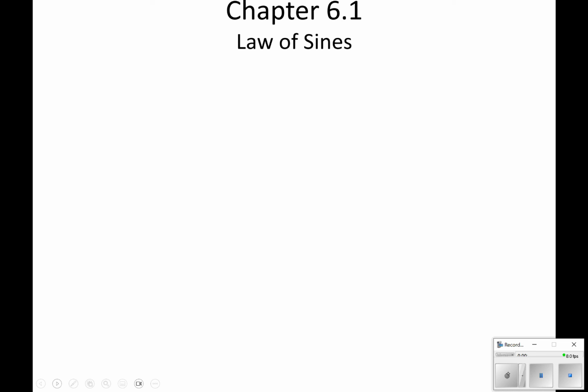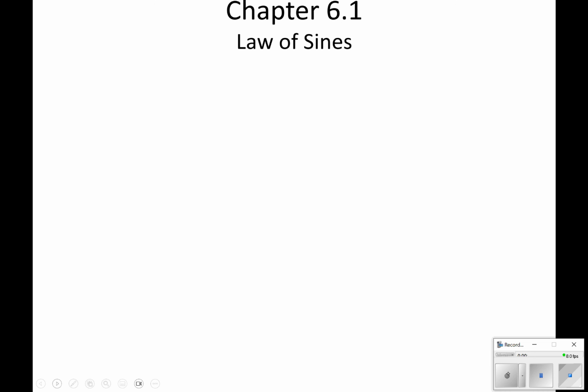All right, so today we're going to be working on chapter 6.1. This is the law of sines. So remember that in this small unit, we're working on triangles. We just finished right triangle trigonometry, and you guys are using the sine, cosine, and tangent, otherwise known as SOHCAHTOA.